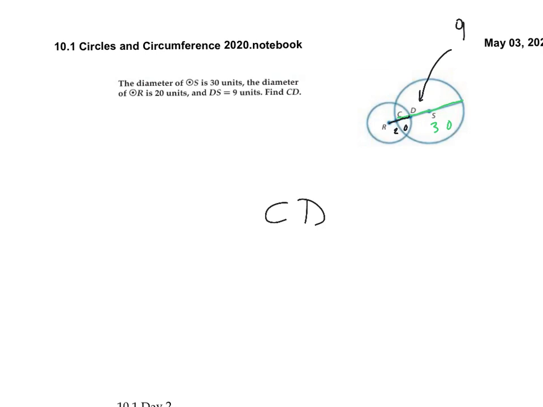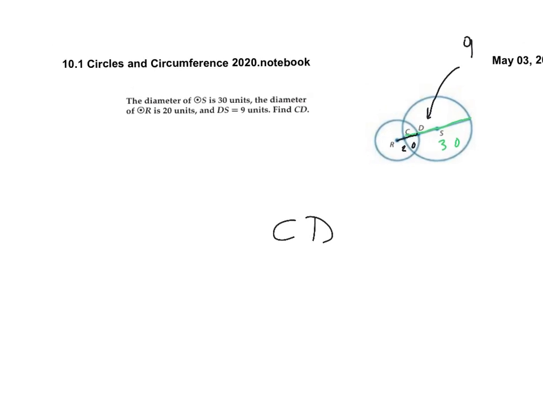It's very hard to explain this on this little iPad, okay? But think about this for a minute and try to figure out the answer, and I will provide the answer for you. So the question is, how long is segment CD? So if the diameter of the big circle is 30, the radius would be 15.